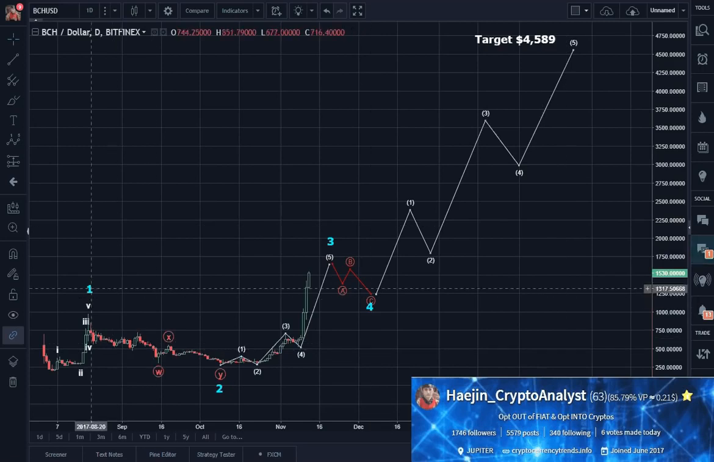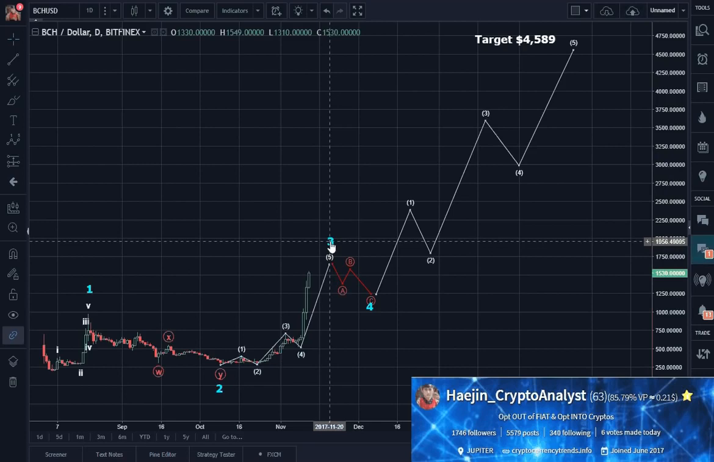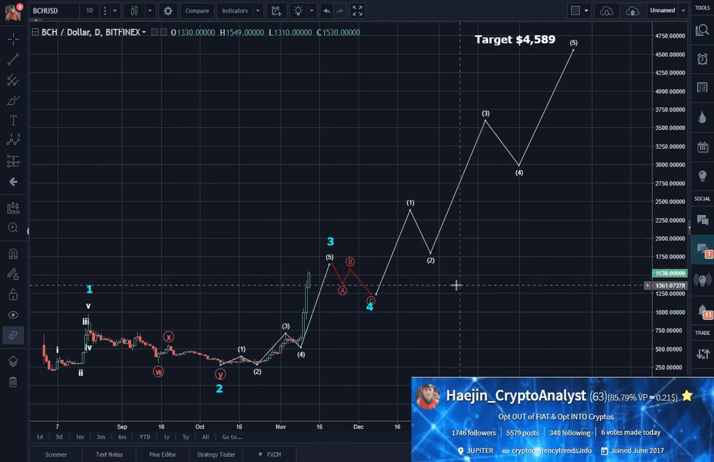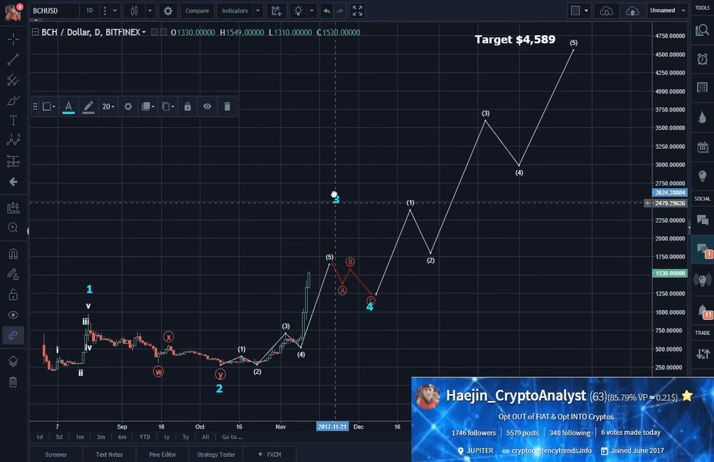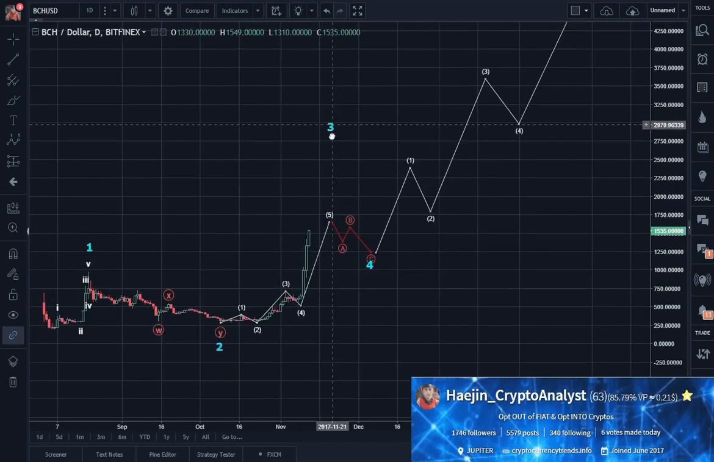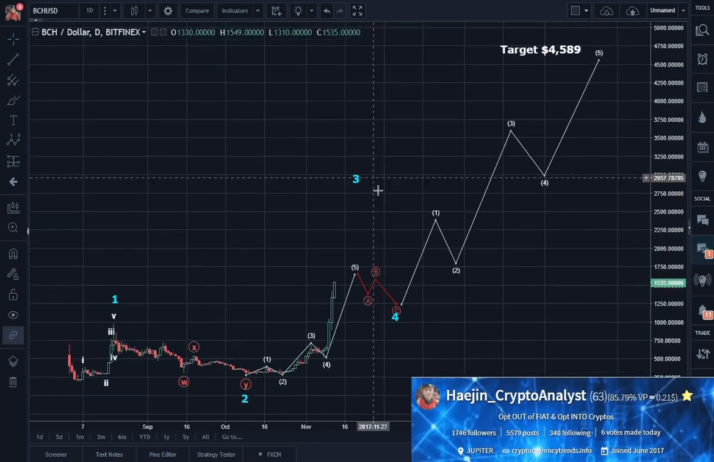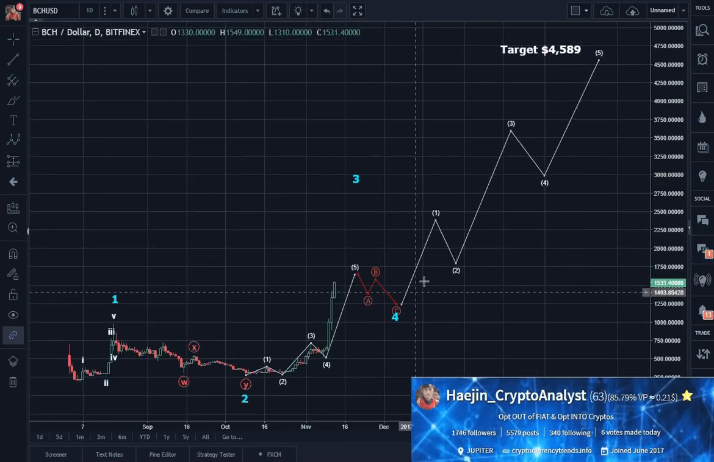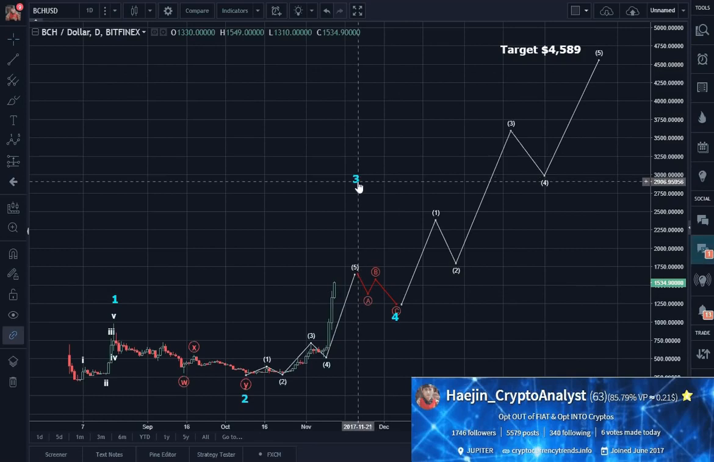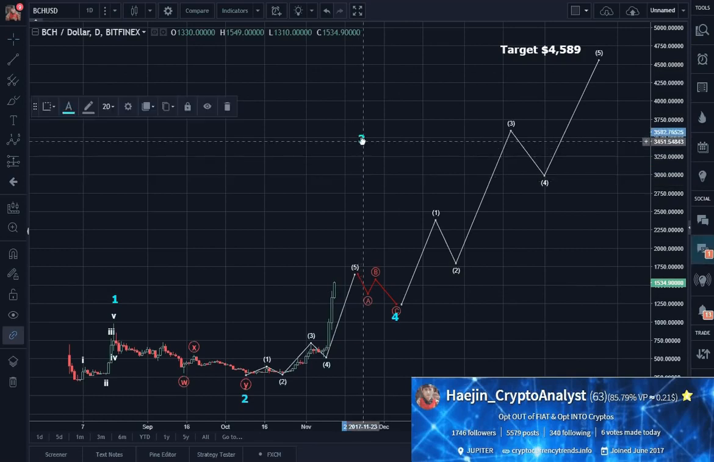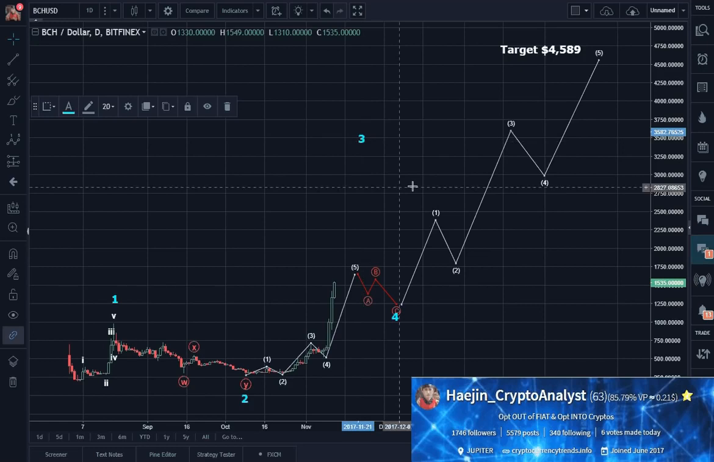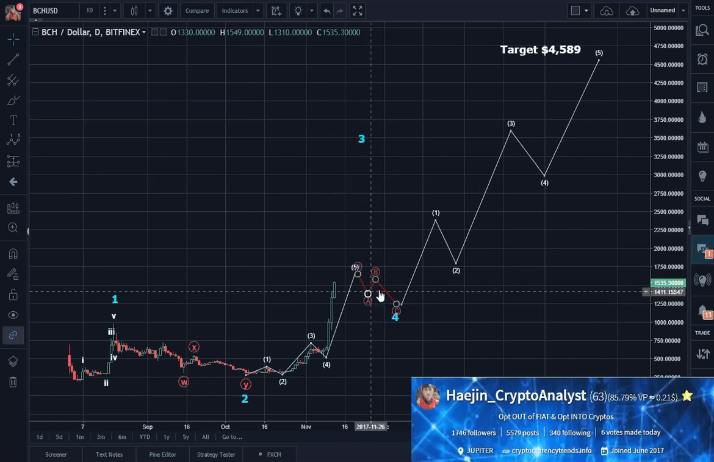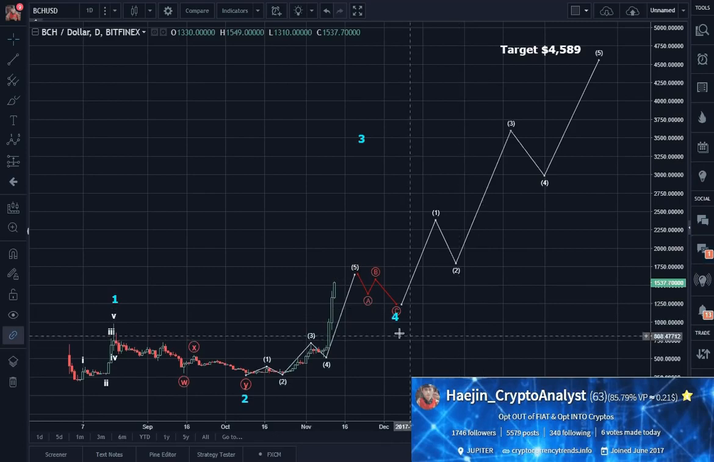So because Wei says 1, 2, we are on 3. Now, here is the thing. 3 could be up here. 3 could be the one that's extending instead of 5. Here I have wave 5 as extended. 3 could be up here, in excess of 3,500 or something like that. What I'm saying here is just my discernment of price path.